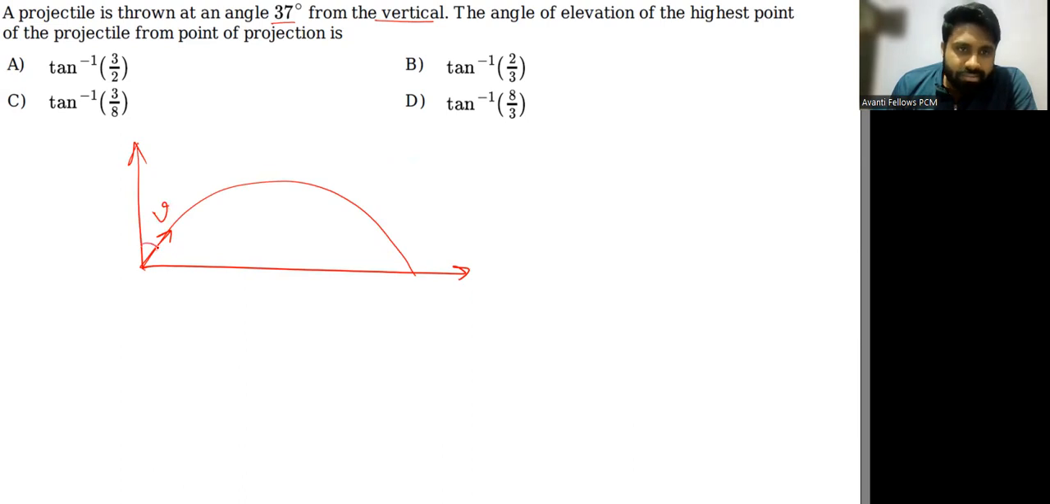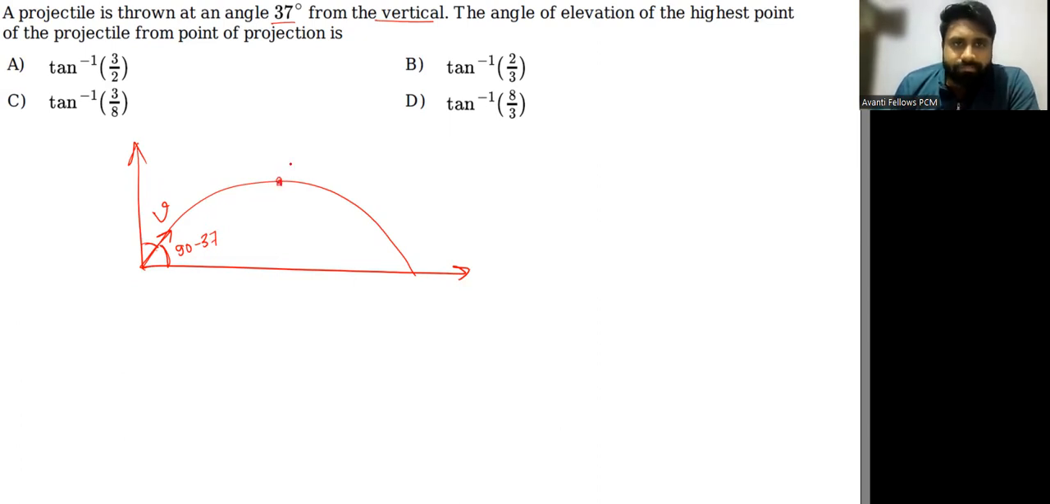And this angle is given to you from vertical. So we will calculate this angle. It is 90 minus this angle, and 90 minus 37. Okay.